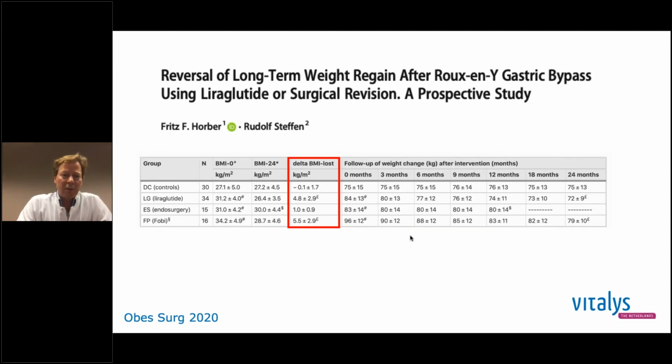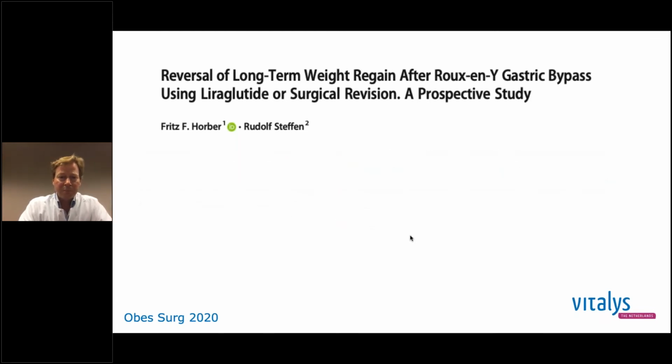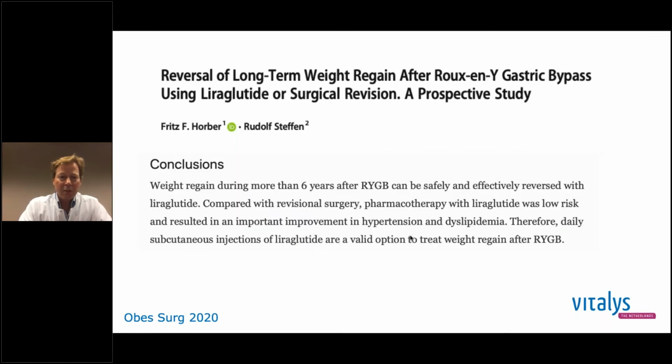So that means that using liraglutide as an adjunct could be very useful, and there are currently some studies being performed. So I hope that we can learn a little bit more about that in a few years. And this is their conclusion: weight regain, and this was even 6 years after bypass, can be safely and effectively reversed, and should be considered a valid option to treat weight regain after a bypass.